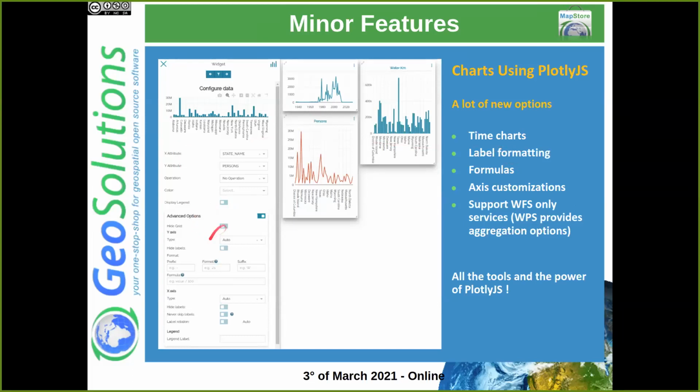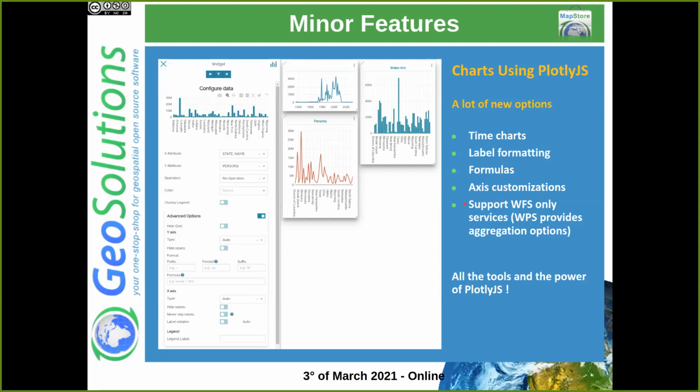You have more options in label formatting. Here you can add the prefix and suffix, provide a formatting for the value, and also use a formula in order to scale the value, for instance, multiply or divide by a constant. And you can also customize other options of the axis, for instance, the type to force a logarithmic axis.